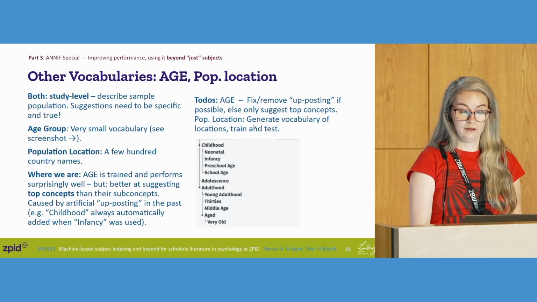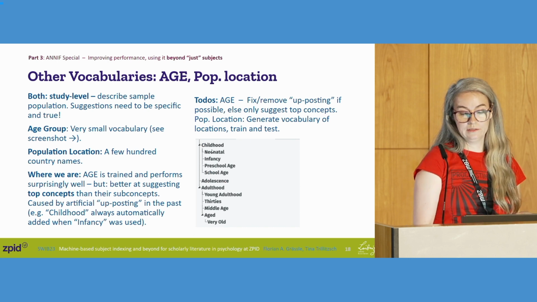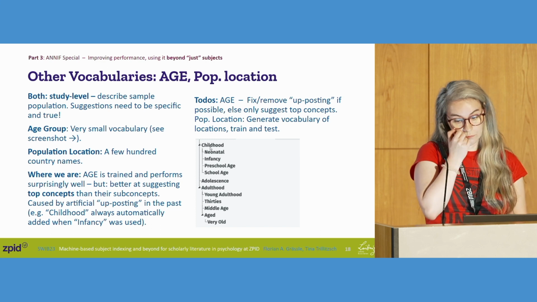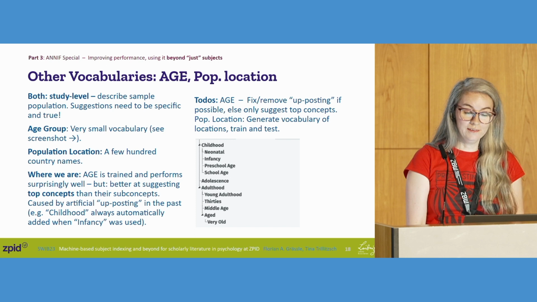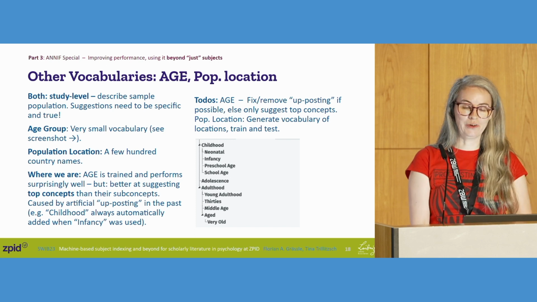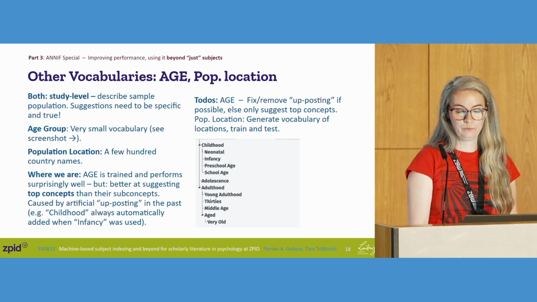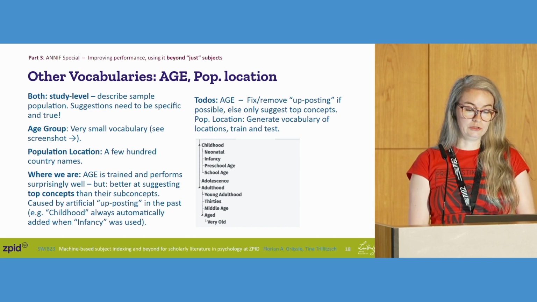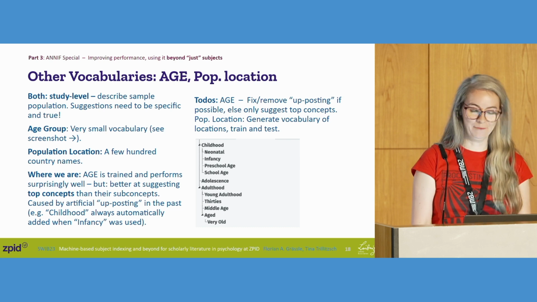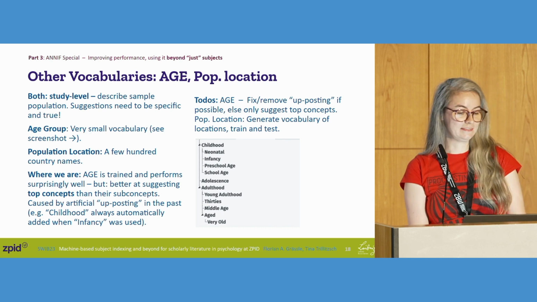Here's infancy and here's childhood. So what we need to do is try to remove that programmatically somehow, or if that doesn't work, only suggest top concepts. And for population location, we're still at the very beginning, need to generate a vocabulary, train and test.